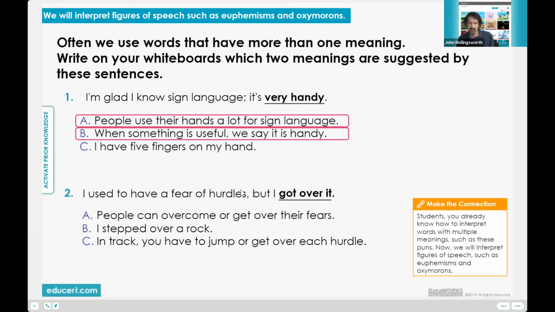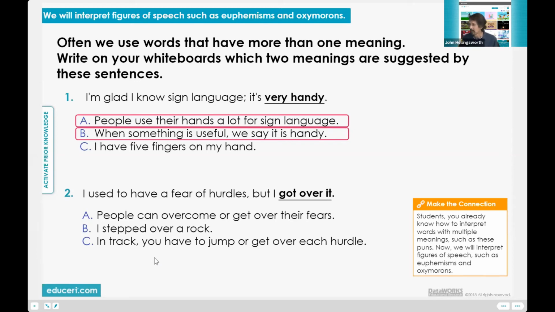Okay, now we have a next one. Okay, so let's read it all together. Ready, read. I used to have a fear of hurdles, but I got over it. Now you can make a judgment call. If you think the class can, I want you to write on a piece of paper A, B, or C, and you need to have two of them. What are the two meanings of got over it that are suggested, they're hinted at in this sentence? Fear of hurdles, but I got over it. What are those two things? And write on your piece of paper or on a whiteboard. If you have nothing, write it in the chat. Okay, Christian, I see yours. You've got to push it up closer to the camera so I can actually read it.